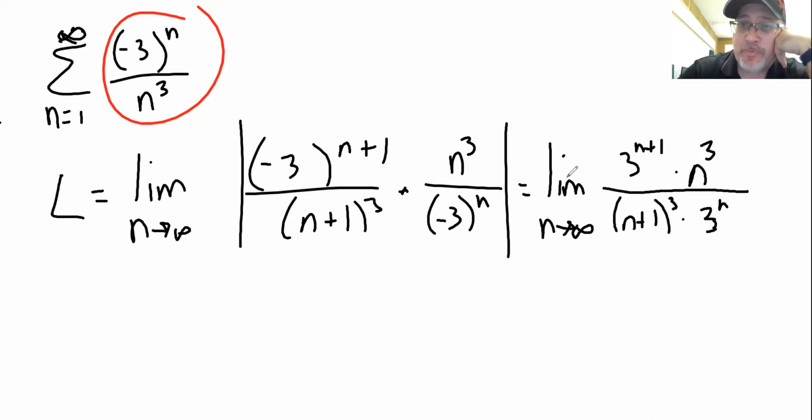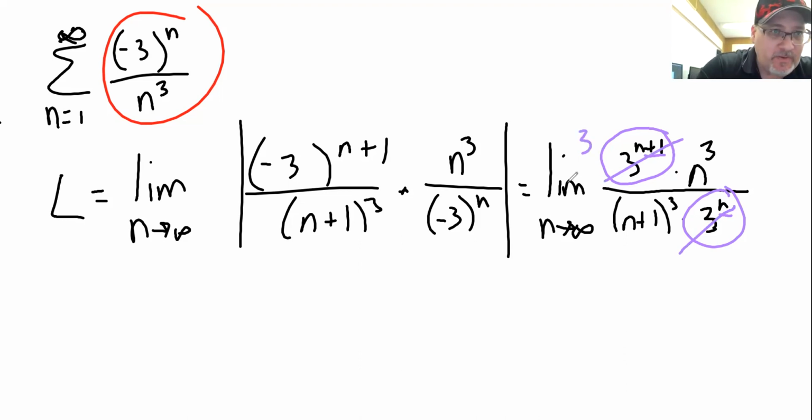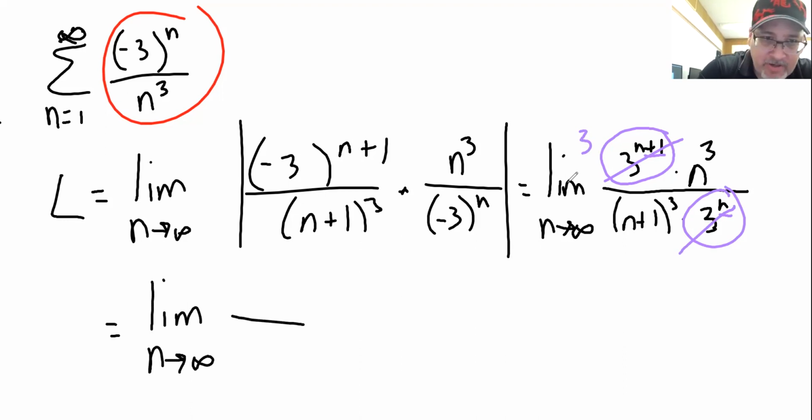Okay, so let's see what we can do. When you have the next power over the current power, you can just subtract the exponents. N plus 1 minus n, that's just 1. In other words, all of these cancel almost all of those, but leave a 3 behind. Where does that put us? That puts us at the limit as n approaches infinity of 3n cubed. At the bottom, we have the n plus 1 cubed.